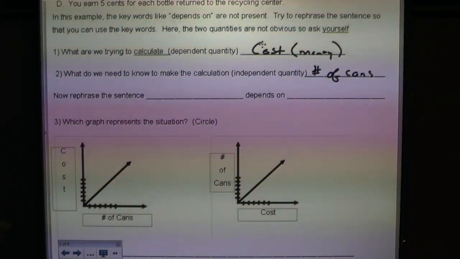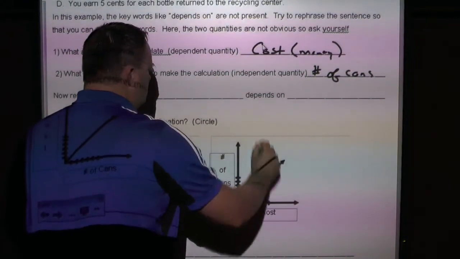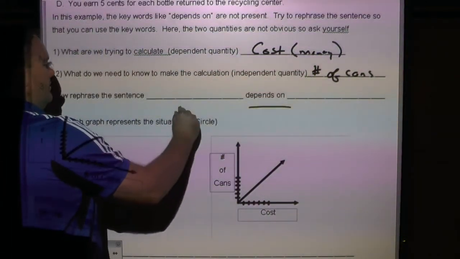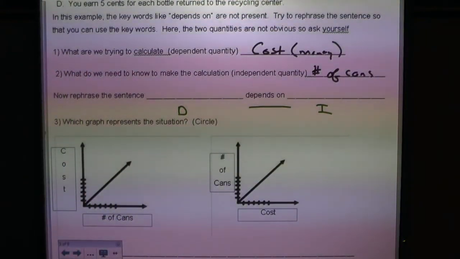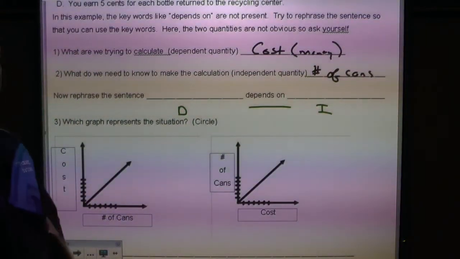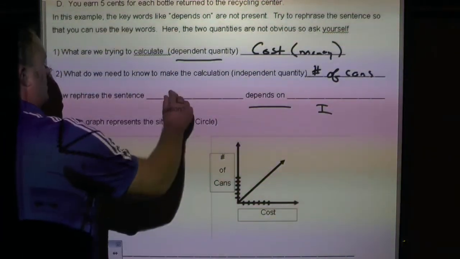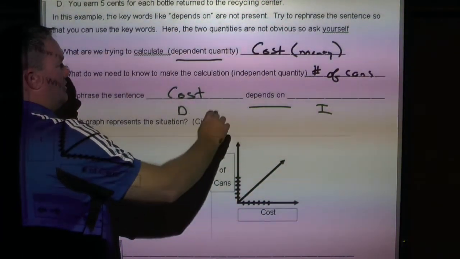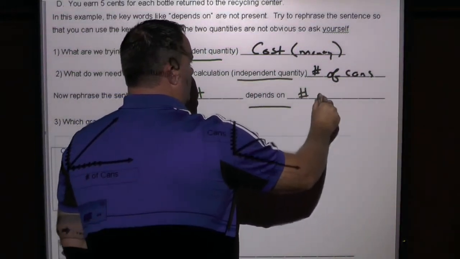So now we have to rephrase this as a depends on statement, as we talked about. In a depends on statement, the dependent depends on the independent. So, as long as you know what each of those are, you can plug them in pretty simply. The dependent quantity is cost. So the cost depends on the independent quantity, which is your number of cans.